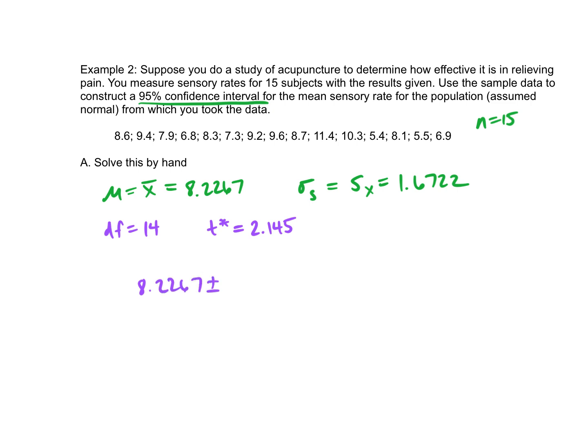So now we're going to do 8.2267 plus or minus 2.145. Remember, to find the error for population means it's sigma over square root of n. So times 1.6722 divided by square root of 15. Now make sure you use n on that, not the degrees of freedom.